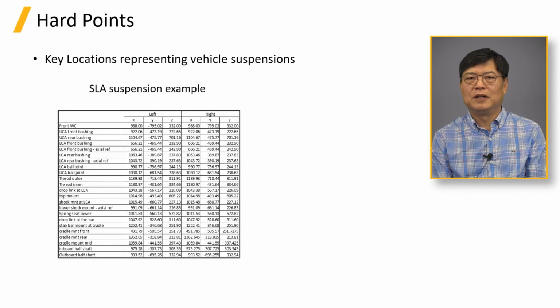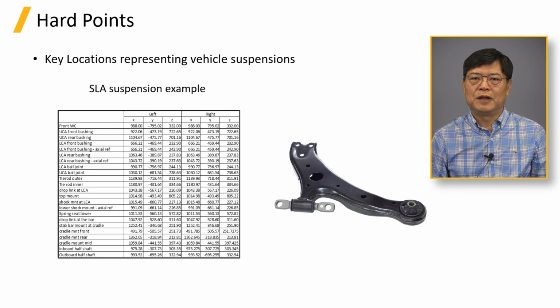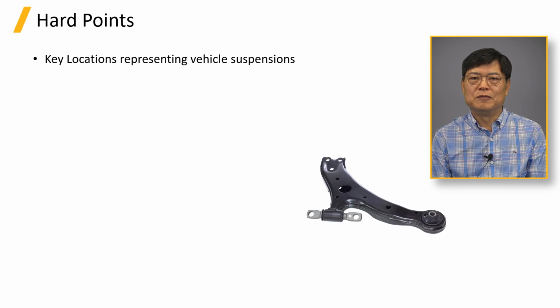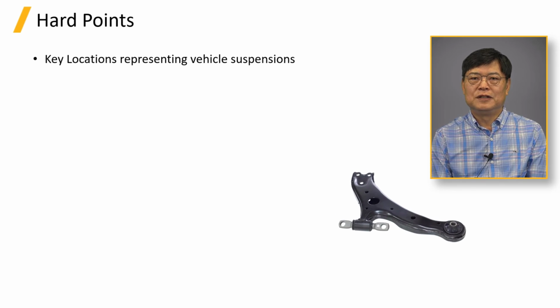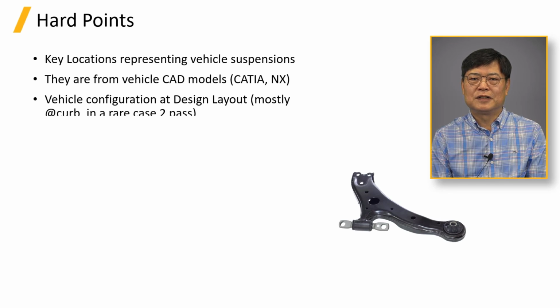The table on the right-hand side shows hardpoint from an SLA suspension. The vehicle reference frame has aft plus X, right plus Y, and up plus Z direction. The hardpoint data comes from vehicle CAD models. These are not constant but change as design gets mature per packaging, vehicle dynamics, suspension design perspectives. The hardpoints are captured at curb ballast.